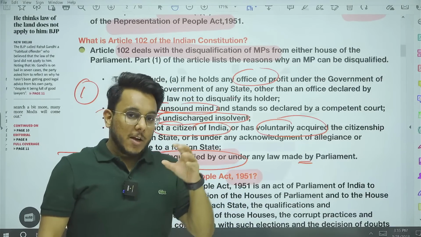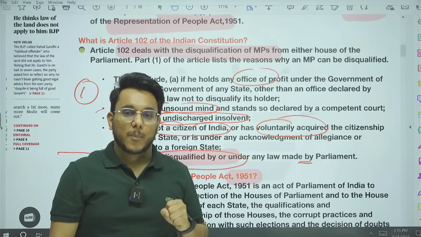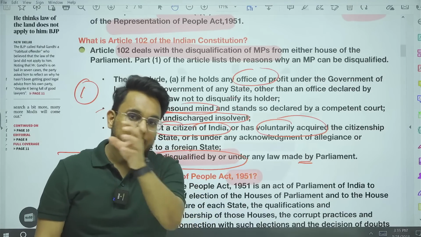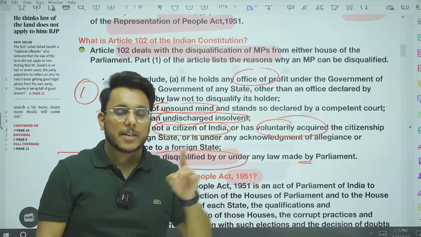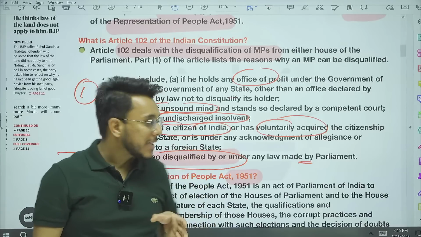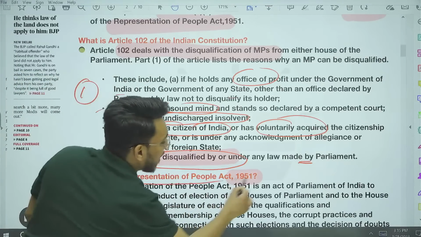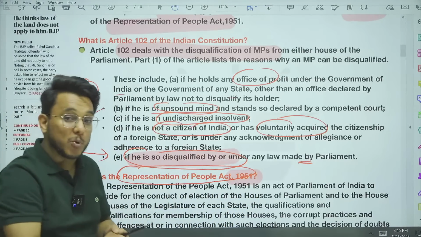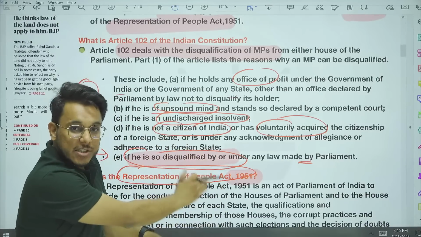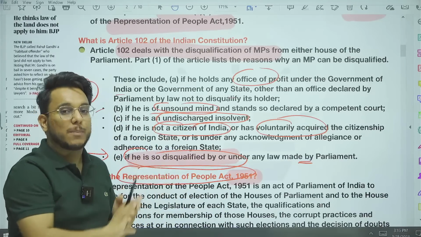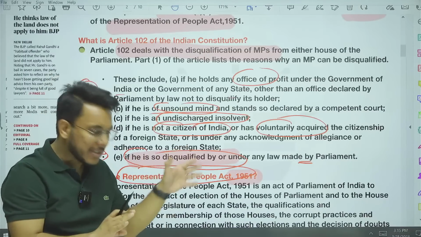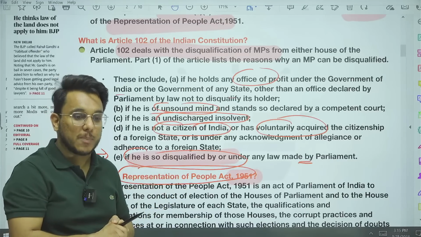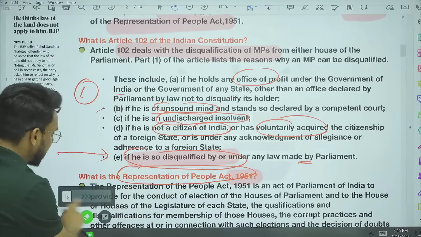Now understand this. For the elaborate conduct of the election process and disqualifications in India, parliament has passed two laws: the Representation of People Act 1950 and the Representation of People Act 1951. When we talk about the Representation of People Act 1951, under this law certain disqualifications have been imposed, and on the basis of those disqualifications, Mr. Rahul Gandhi has got disqualified. Let's understand the grounds of disqualification mentioned under the Representation of People Act.